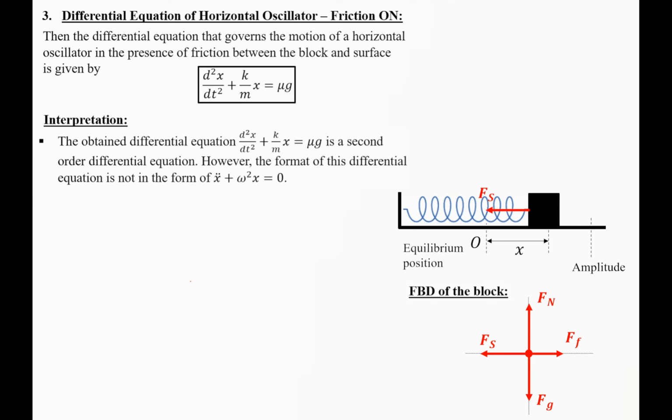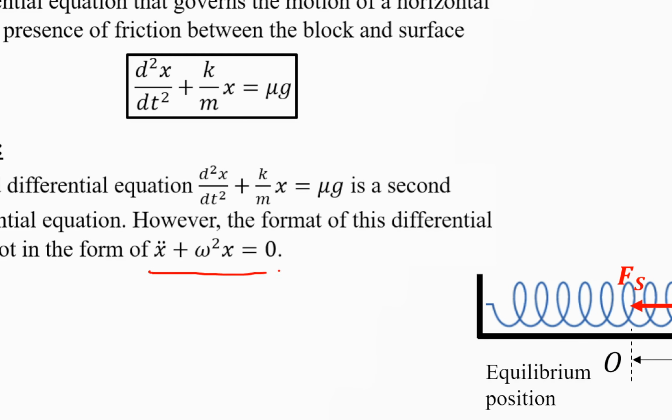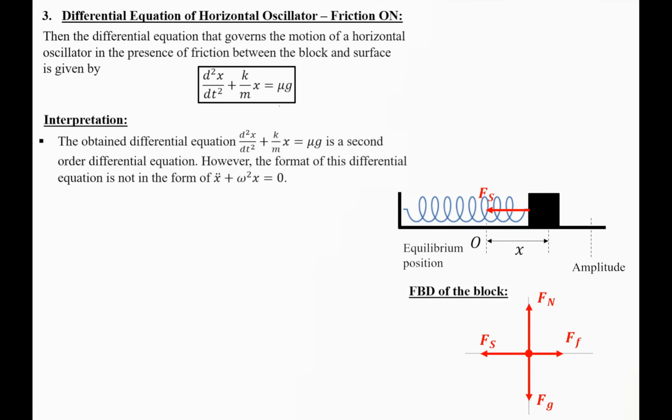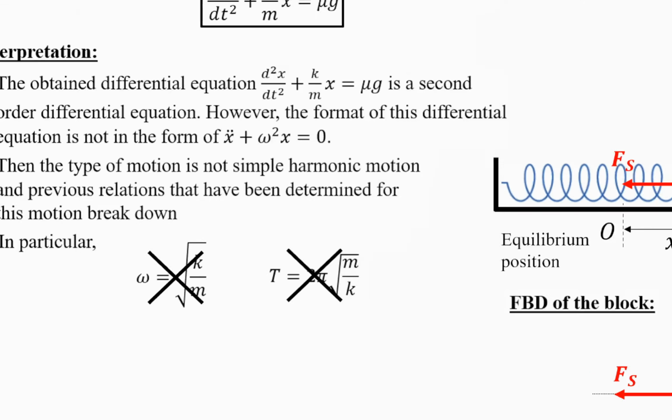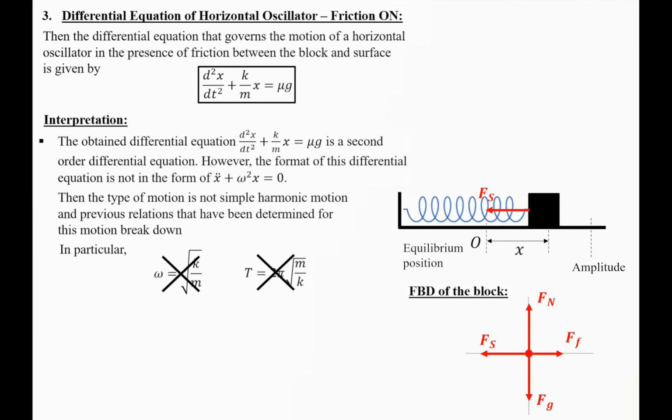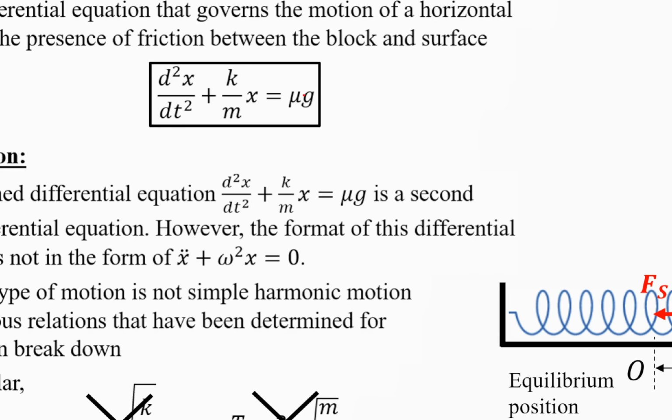Now, what are the interpretations? The obtained differential equation is a second order differential equation. However, its format is not in the form of x double dot plus omega square x is equal to 0. If you compare this equation with that format, here we don't have a 0. So we cannot use the solutions that we have obtained previously. Then the type of motion is not simple harmonic motion, and previous relations that have been determined for this motion break down. In particular, we cannot use these formulas anymore in the presence of friction, because the format of the differential equation is different. We don't have 0 anymore. We have a mu g which compensates for friction.